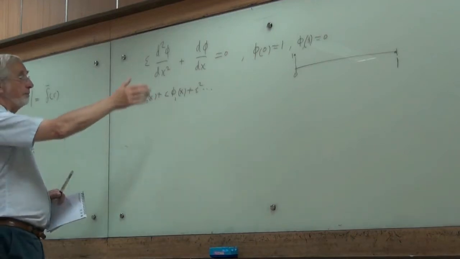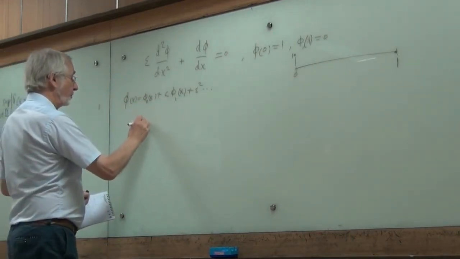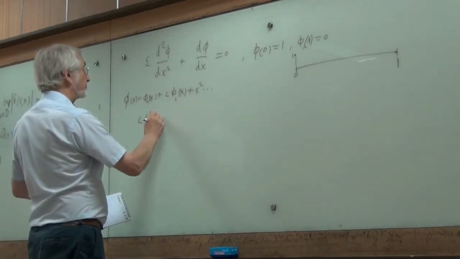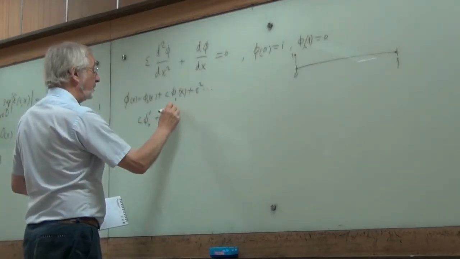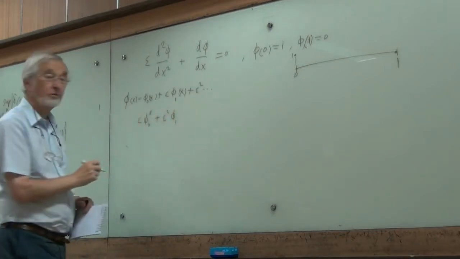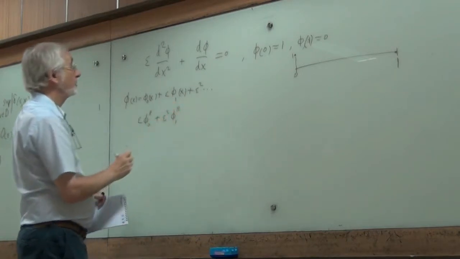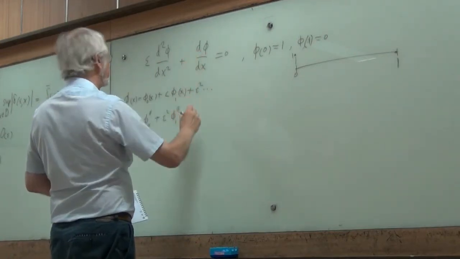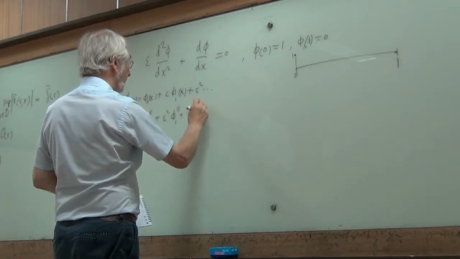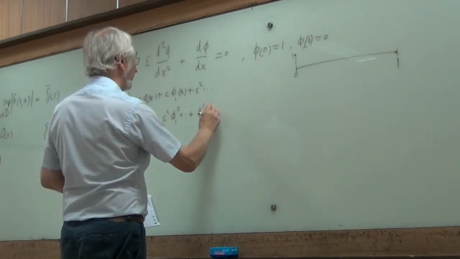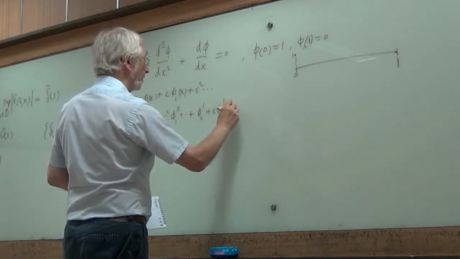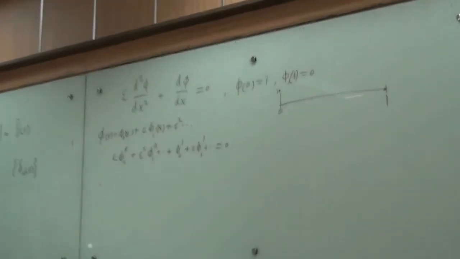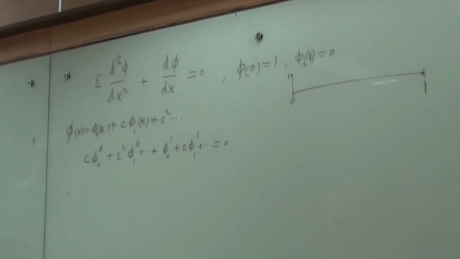So, if I put this in, I get epsilon phi naught accent, plus epsilon squared phi 1 accent, twice, yes, okay, twice, plus higher order terms, plus phi naught accent plus epsilon phi 1 accent, etc., is 0. This is my formal expansion put in the equation.